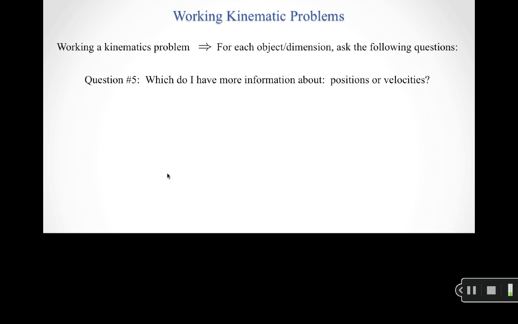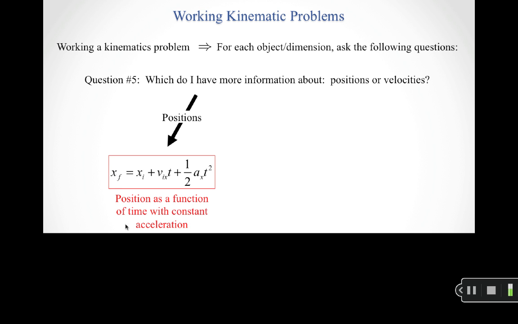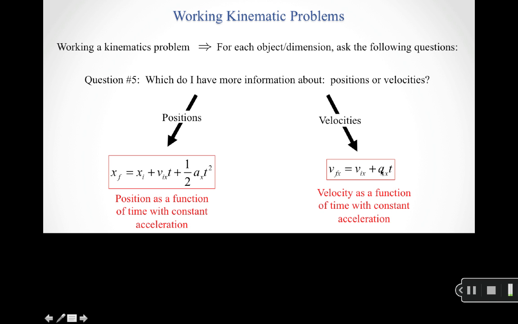And so in that case, I need to ask one more question. Basically, what do I have more information about? Do I have more information about what the positions of the object are, or what the velocities are? So if I know more about the position, so let's say I know the initial position and final position of the object, then the position as a function of time, this equation, is probably going to be one that I can use to solve for what I need to solve for.